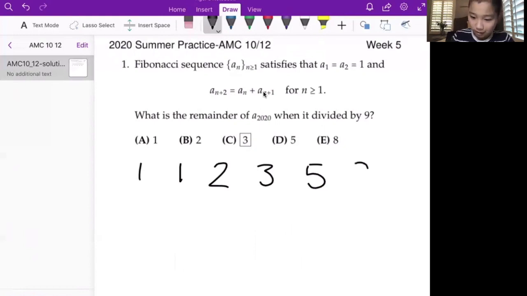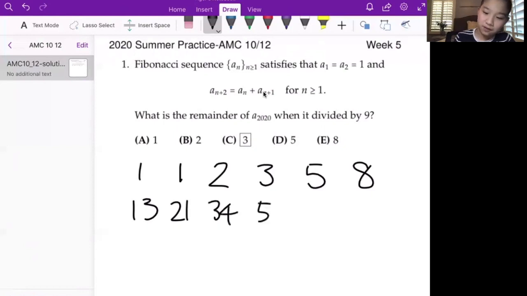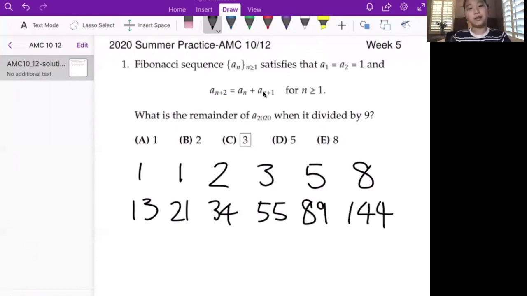So it's 8, and then 5 plus 8 is 13. 8 plus 13 is 21. 13 plus 21 is 34. Then 55 and 89, and then 144. This is getting big. So how are we going to do anything about it? Well, let's look at what it's asking. What is the remainder of a2020 when it's divided by 9?